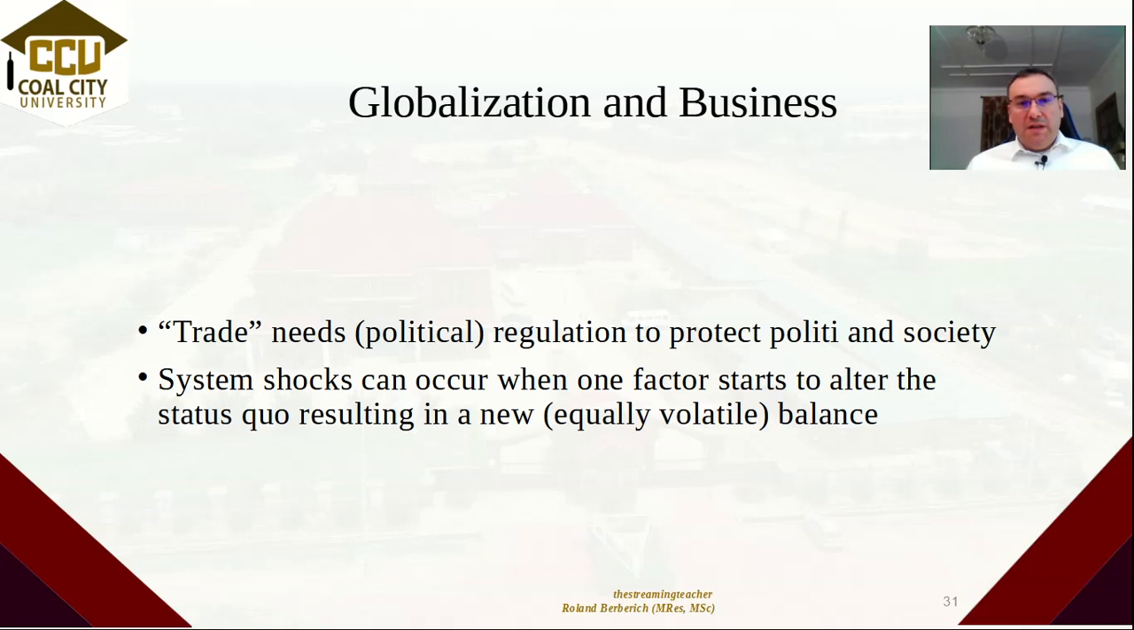Now, system shocks happen when one factor starts to alter the status quo. For example, one country that has a significant influence on global trade decides, we are no longer trading with you, or we are only allowing certain goods into our country that fulfill certain specifications. And what then happens is that there will, through evolution, be a new but equally volatile balance of factors leading to a new economic equilibrium at the global level.